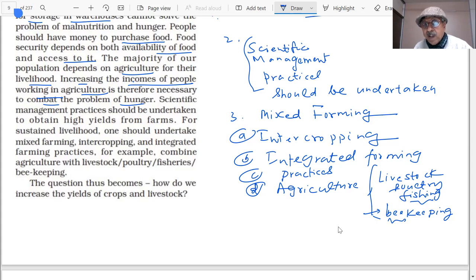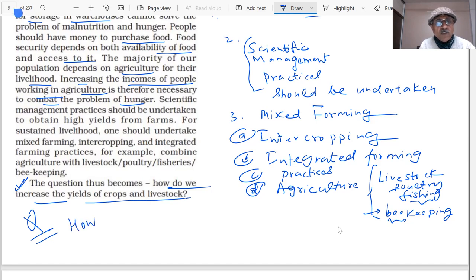The question will be now, students, how do we increase the yields of crops and livestock? That is the question. How will we do it? How will you increase the yield of the crops and yield of the livestock? Those countries who will do that will become rich and they will be able to manage and improve the food resources. So we have to adopt those practices. And what we are saying, scientific management.